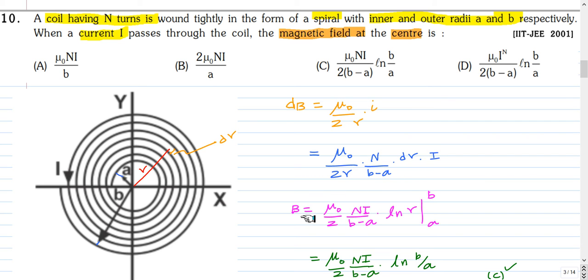So magnetic field at the center due to the full spiral, we have to integrate this from r equal to a to b. So that's integral dr by r, that is ln r. So from this we get the magnitude of the magnetic field at the center as mu naught by 2 nI divided by b minus a into ln of b by a. Correct option is option C.